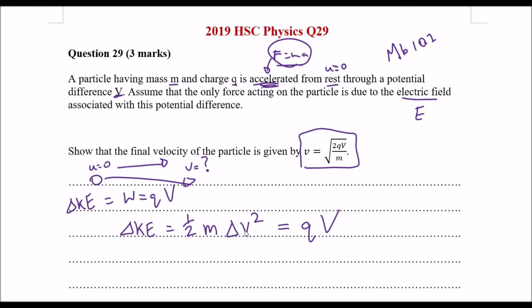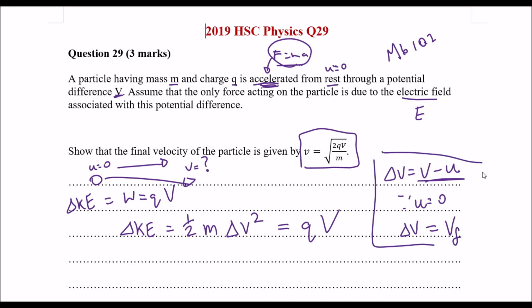Now if we think about it, change in v is final minus initial velocity. But we know because u is 0, the change in v will end up being the same value as the final velocity. So we can just write this equation as half mv squared equals qV.